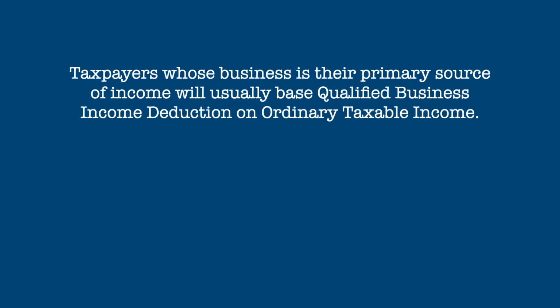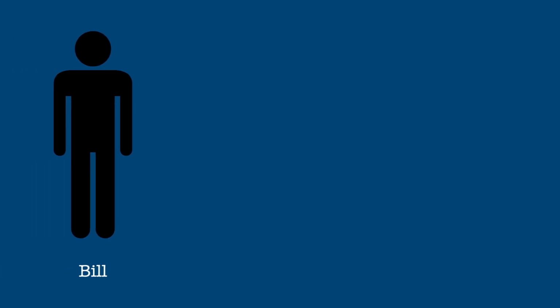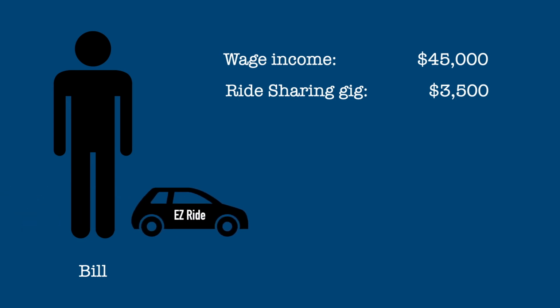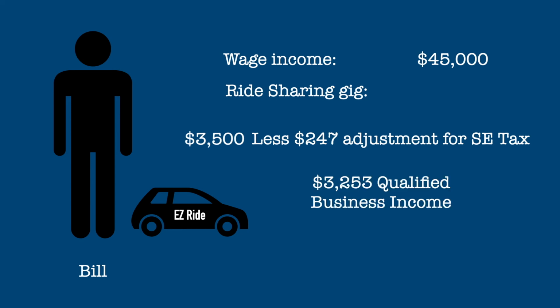In general, taxpayers whose business is their primary source of income will base their qualified business income deduction on ordinary taxable income, and those who have a small enterprise on the side will have their qualified business income deduction based on qualified business income. Let's see how that works. Bill has a full-time job which pays $45,000 and nets $3,500 from a ride-sharing gig. He is single and takes the standard deduction. His qualified business income is $3,500 less his adjustment for self-employment tax of $247 or $3,253.